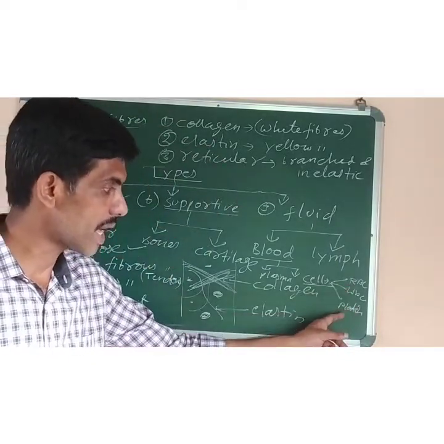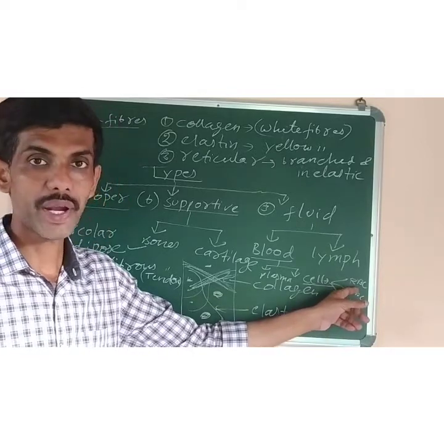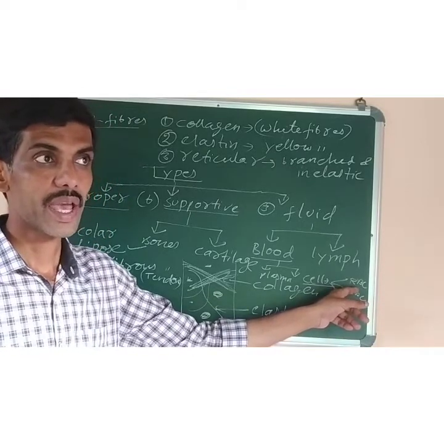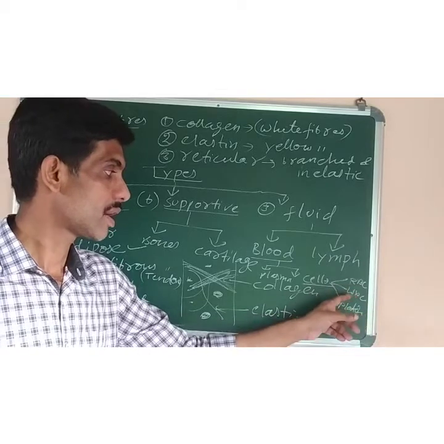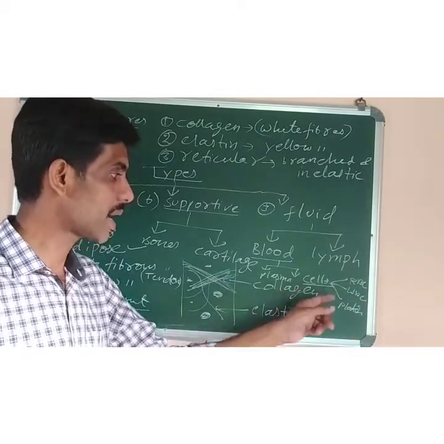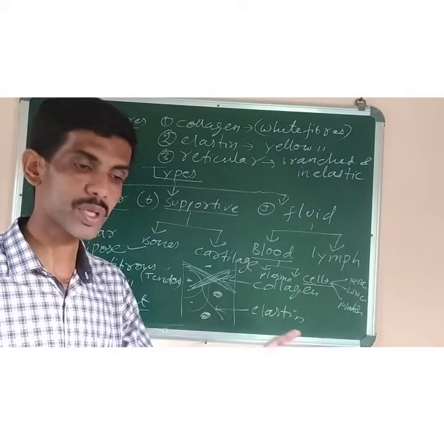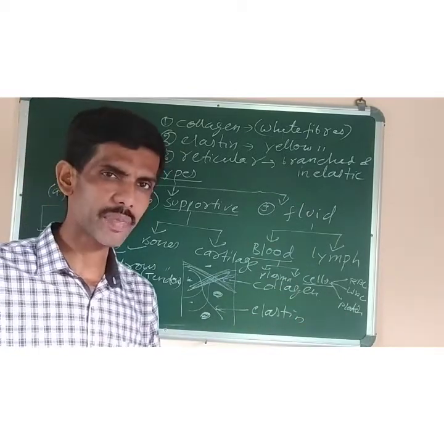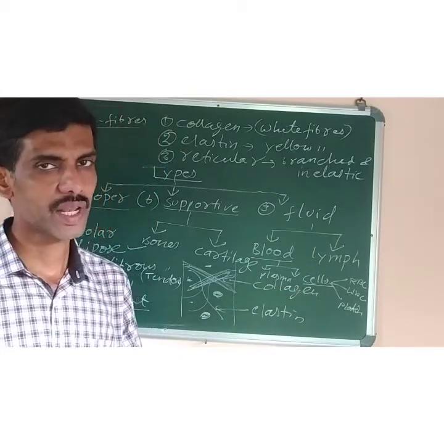RBC, WBC, and platelets. RBC or red blood cells are also known as erythrocytes, the other name. WBC or white blood cells are also known as leukocytes, and blood platelets are also known as thrombocytes. So what you have to learn is some characters and then the structure and function.